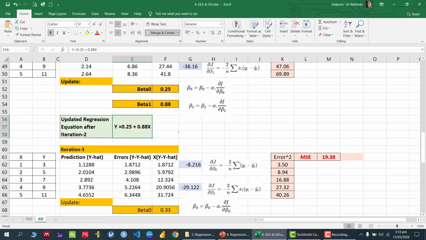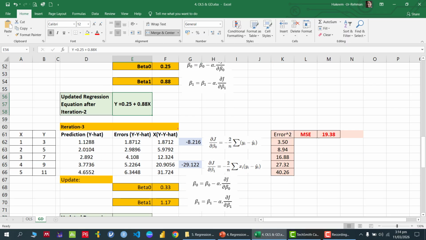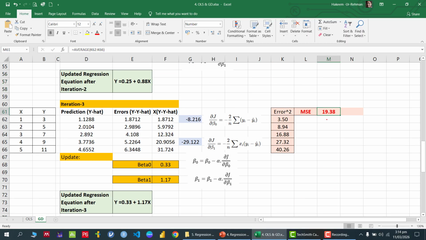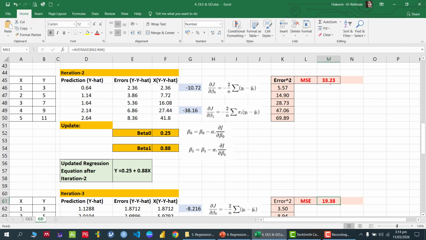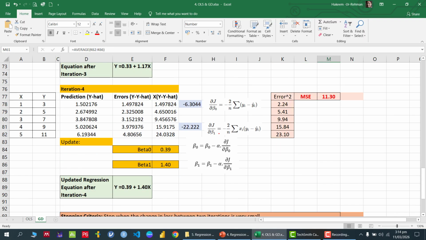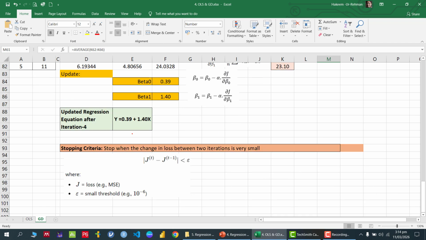Okay, so once again, we are going to repeat this process. If you can see, while I'm using this, I have done the calculation. Our mean square error is further reduced from 33 to 19.38. So we will keep doing the iterations. I have done 4 iterations. I hope you got the idea.